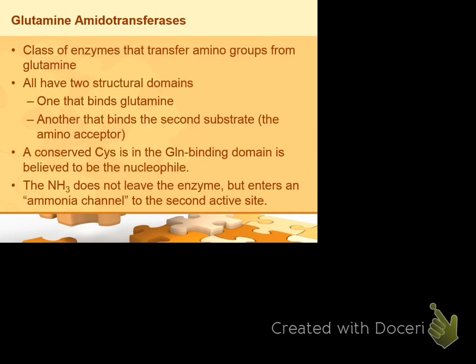There are two domains. One is going to bind the glutamine, and the other one's going to bind whatever's going to get the nitrogen. And there's a tunnel, for lack of a better word, that connects the two, and that's what the ammonia goes through. It never leaves that channel. Okay, so you don't have to worry about ammonia escaping and messing up the pH of your body or causing some type of hydration within your brain.